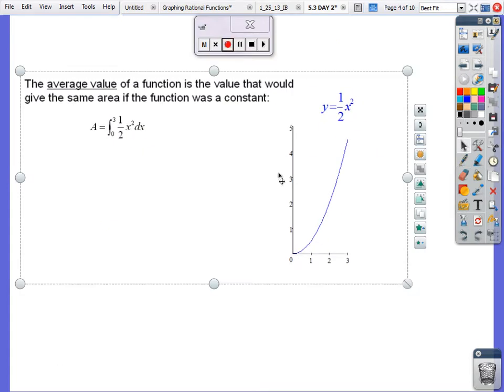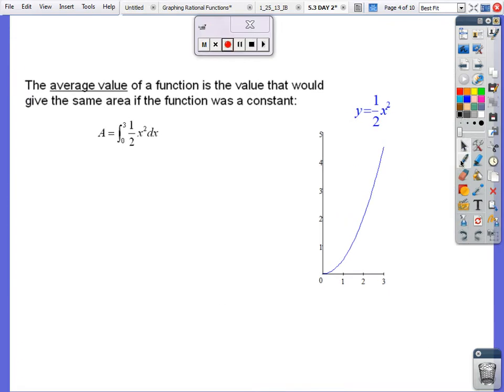So if you look here, we're going to find the average value of this function from 0 to 3 of 1/2 x squared. So the graph of 1/2 x squared is given. The width of the interval is equal to 3 minus 0, which is 3. Now we're going to find the integral of 1/2 x squared, and then I'm going to explain graphically what an average value is.